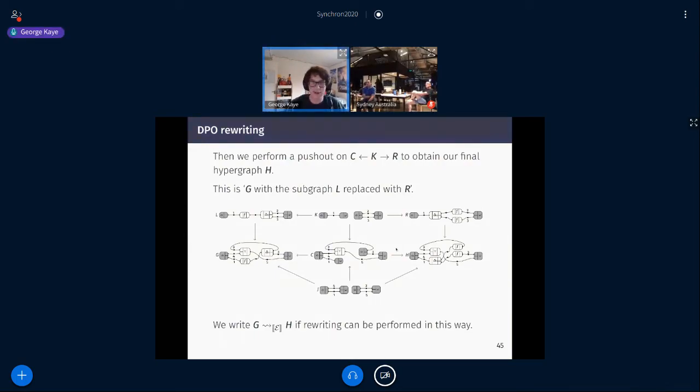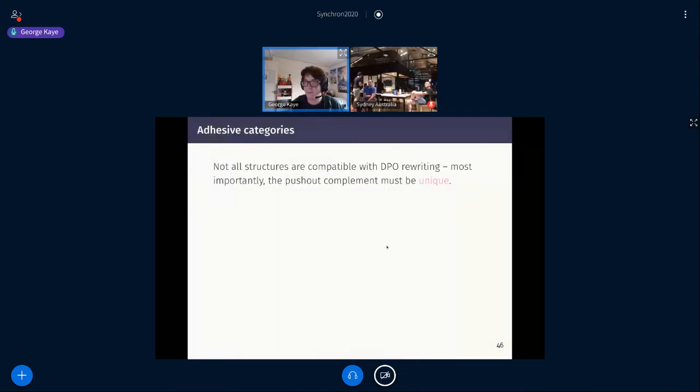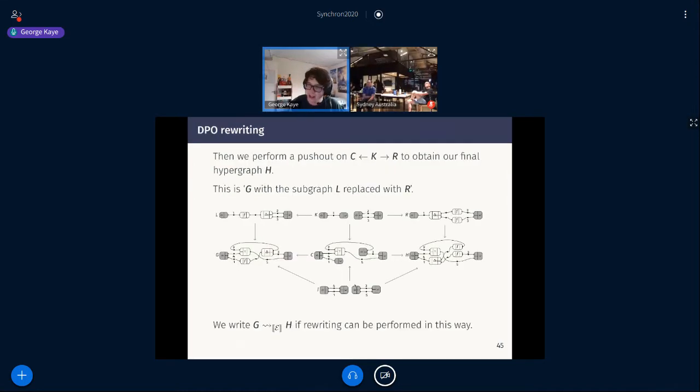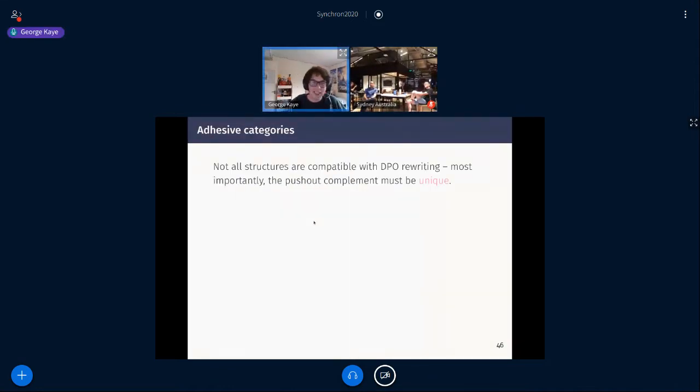That sounds very good. It sounds like we've got a nice system where we can always do this sort of rewriting. But sadly it's not quite as simple as that, because the key part of this process is that this element here, this pushout complement, needs to be unique. If it's not unique, then we might start getting some really weird hypergraphs, and we don't want that. So we need to make sure that this pushout complement is unique. And how do we do that?